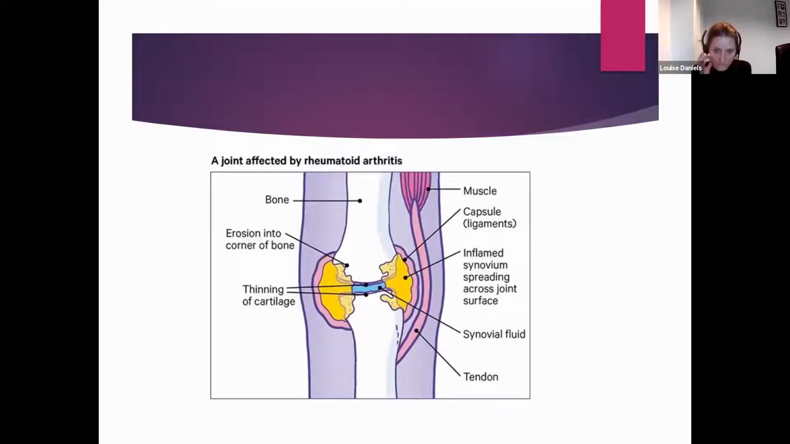This diagram represents a joint with rheumatoid arthritis, and you can see the predominant feature being this very inflamed synovium. You get an increased collection of synovial fluid, the capsule becomes stretched, the synovium is inflamed, and then you get these erosions that occur at the corners of the bones.